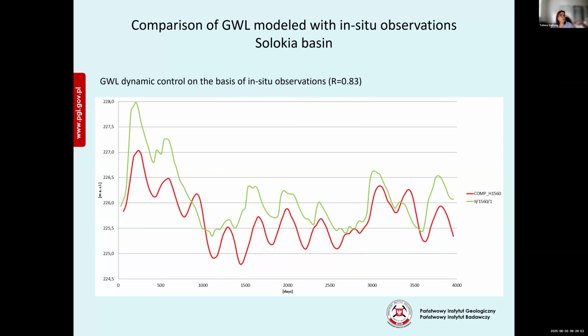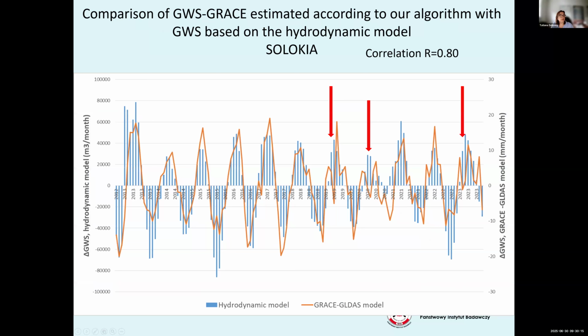In the Solokia catchment, the correlation coefficient between the modeled and observed groundwater level at a point located in the northern part of the catchment is 0.83, which is comparable to the results obtained for the Brock catchment. A comparison between the groundwater storage estimated using our formula based on GRACE data and the values calculated from a hydrodynamic model is shown in the slide.